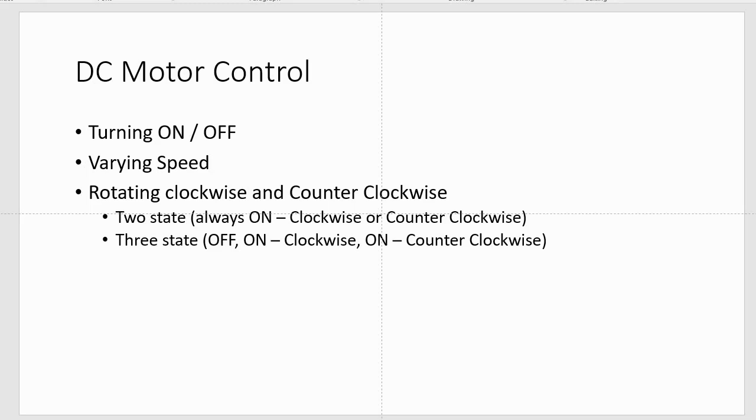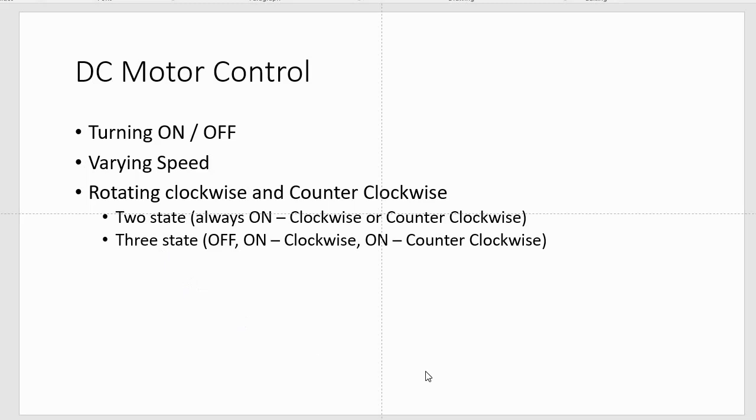For today's lesson, we're going to control the DC motor. We're going to try to turn the motor on and off, vary the speed, and rotate it clockwise and counterclockwise. In two states, for example, we're just going to control it in either clockwise or counterclockwise direction. And for a three state, it could be turned on and off, as well as controlled in a clockwise or counterclockwise direction.